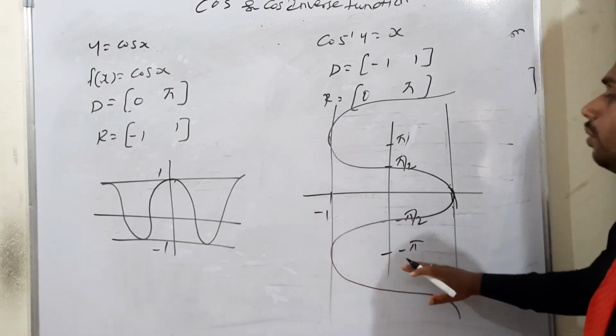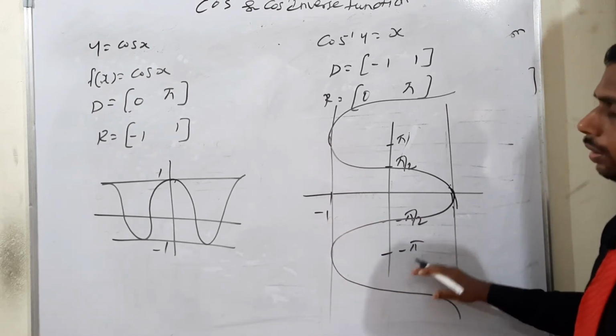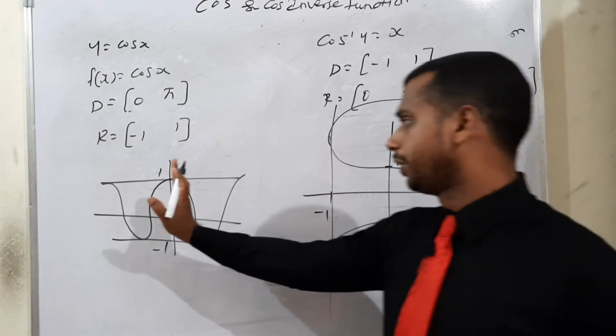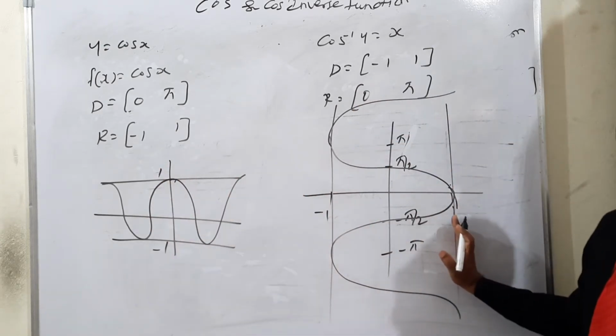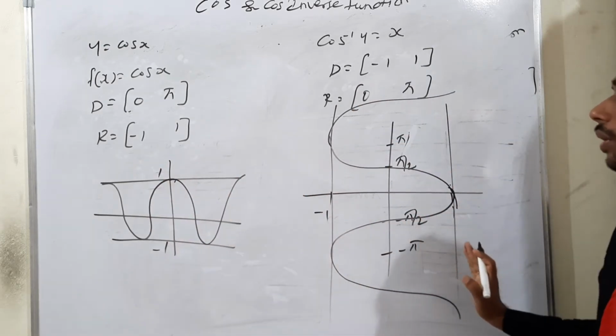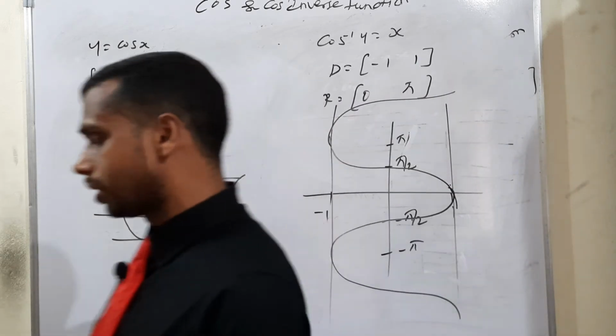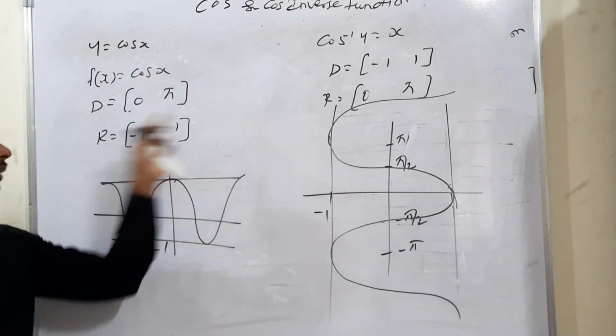It's the inverse of the cos value. Now I think you understand the difference between cos x and the inverse cos function. This is also one of the important conditions. So domain and range are just in reverse order when comparing cos inverse and cos.